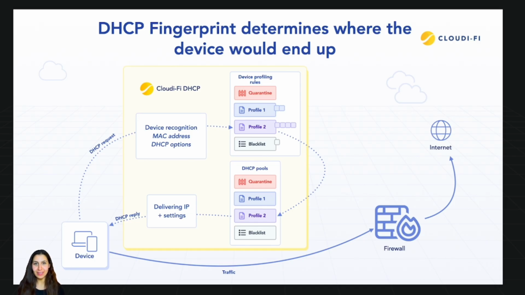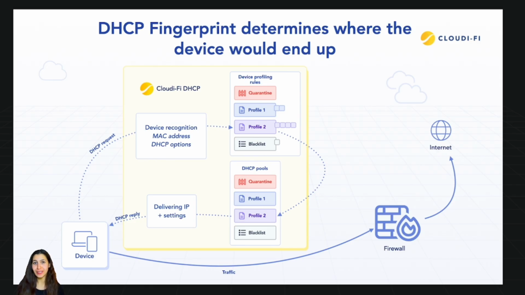The moment a device enters the network, its identity fingerprint determines where it belongs. And that decision controls which subnet it enters, which security policy applies, and what level of access is allowed. Access is no longer something that the device requests. It's basically something that the network decides.